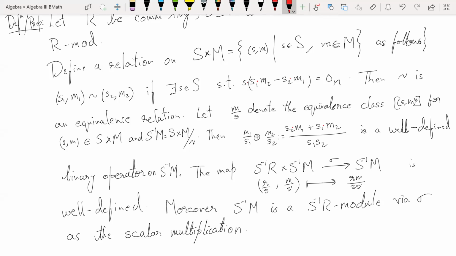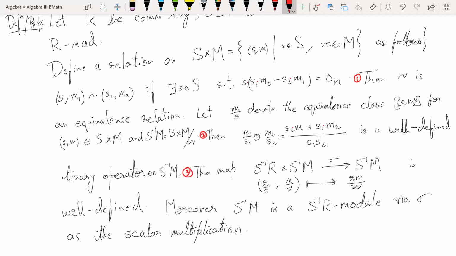And then there is the map sending R over S to M, R over S comma M over S prime, these two equivalence classes, one in S inverse R and the other in S inverse M, to Rm over S prime. Yeah. So this map is well defined. Is the third. So maybe I should label these things. So maybe this is the second claim. This is the third claim.